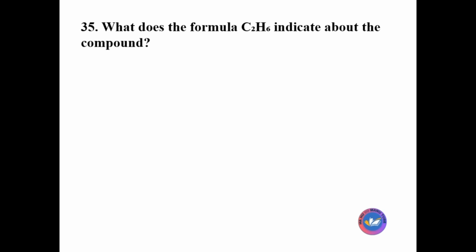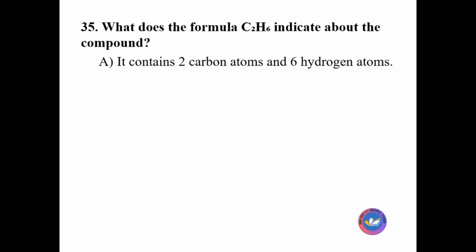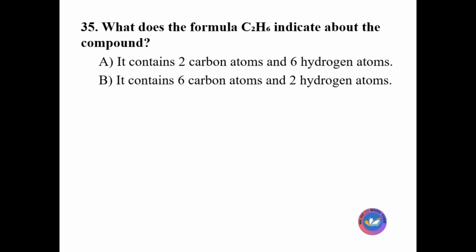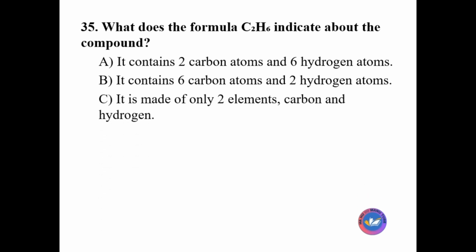Question number 35. What does the formula C2H6 indicate about the compound? A. It contains 2 carbon atoms and 6 hydrogen atoms. B. It contains 6 carbon atoms and 2 hydrogen atoms. C. It is made of only 2 elements, carbon and hydrogen. D. Both A and C are answers.